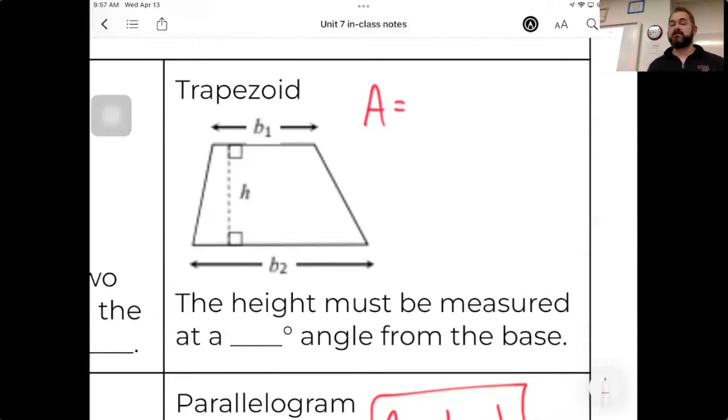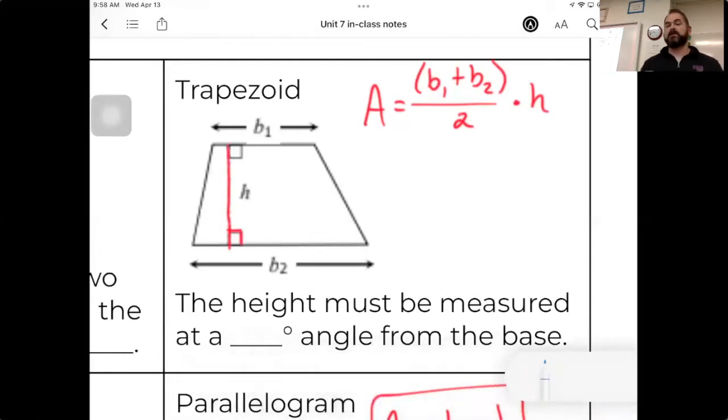Now, to find the average of two things, remember we add them up. So I'm going to take base 1 plus base 2, and I'm going to divide that by 2. I'm going to take the average of those bases times the height now. Height is still this perpendicular distance between the bases.